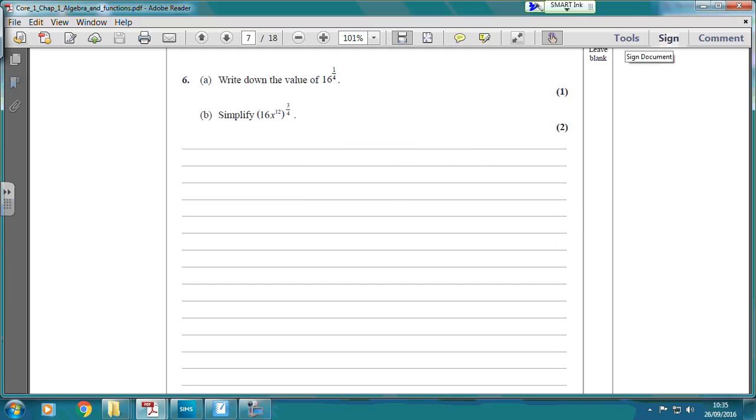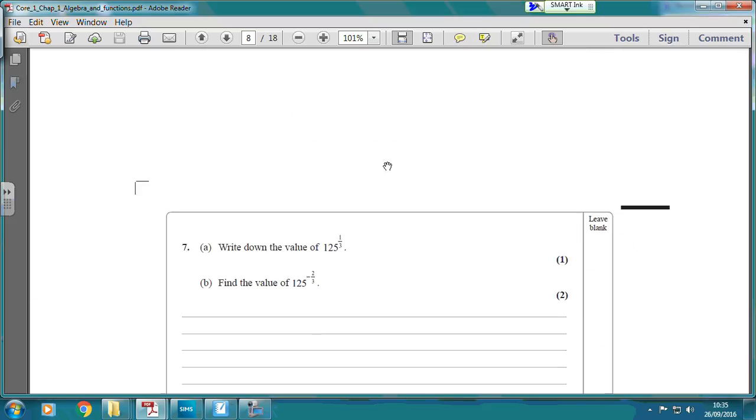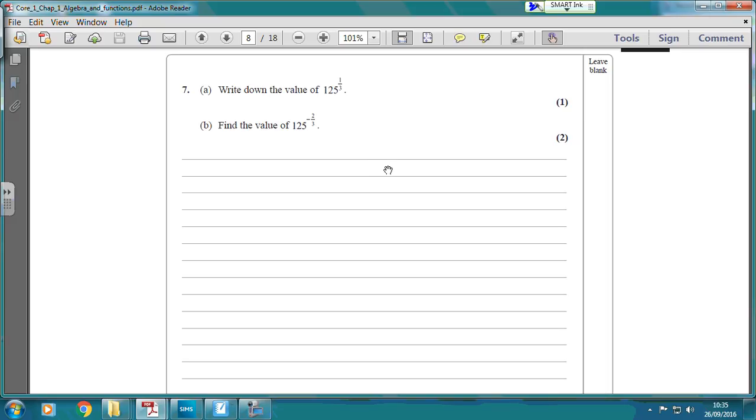Okay, let's move on to question 7. Okay, similar thing. 125 to the power of 1/3, that is the cube root of 125. So something times something times something equals 125. So that's going to be 5. Now remember, it's not plus and minus 5, it's just 5 because it is not an even number on the bottom of the root.